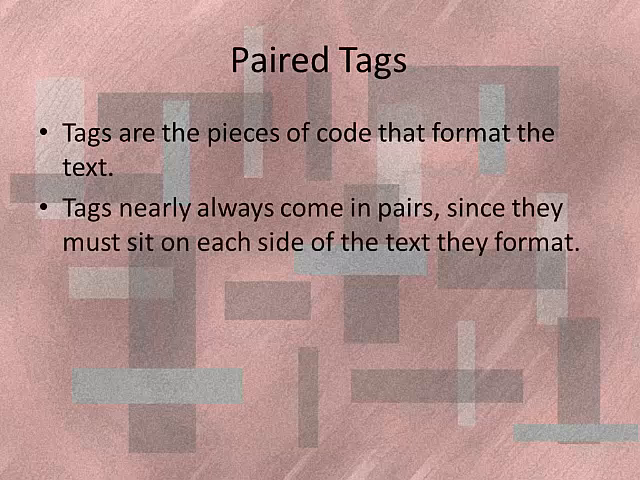Tags in here always come in pairs. We'll talk about the one exception to that later on, but they always come in pairs since they have to sit side by side outside the text they're going to format. So if I want to have italics, I got to use italics tags on each side of the text I want to have italicized. Okay.